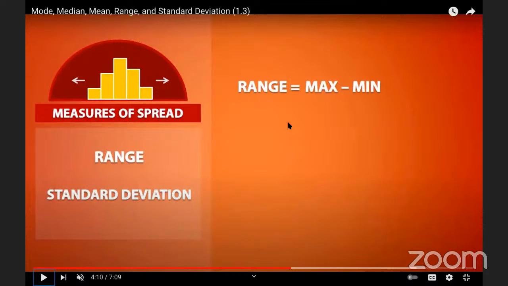Now what is range? In the data provided to you, what is the maximum number, meaning the highest number, and what is the minimum number, the lowest number.